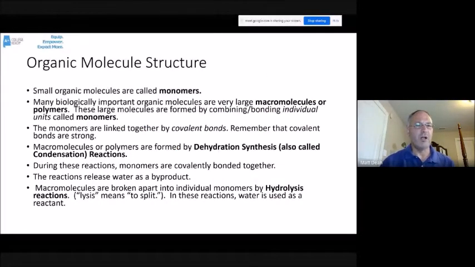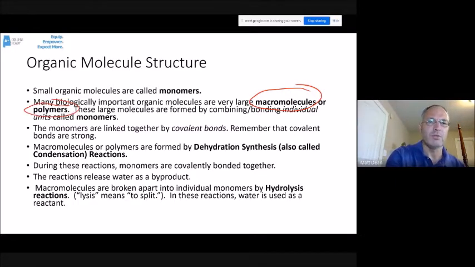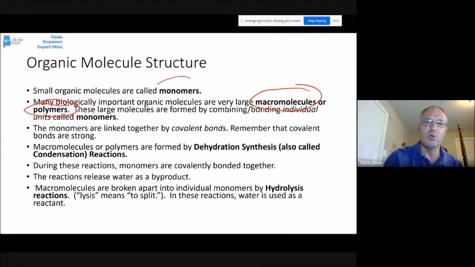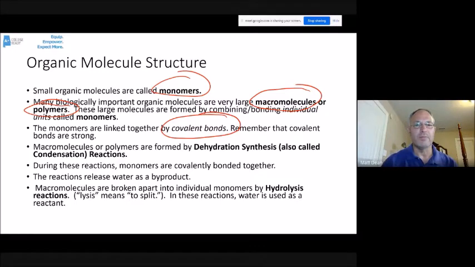So very small organic molecules are called monomers. Most of the biologically important organic molecules we'll talk about are large. We're going to call those macromolecules. We'll also call them polymers. And these macromolecules or polymers are made of usually many of the small individual organic molecules, the monomers, hooked together. Those are typically hooked together by strong covalent bonds, hard to break.